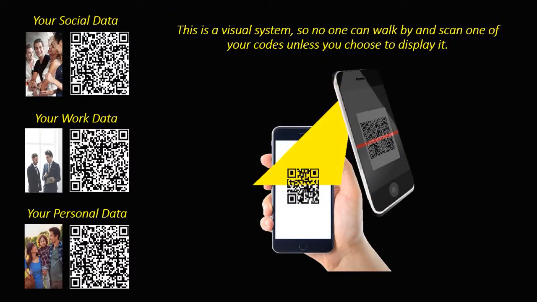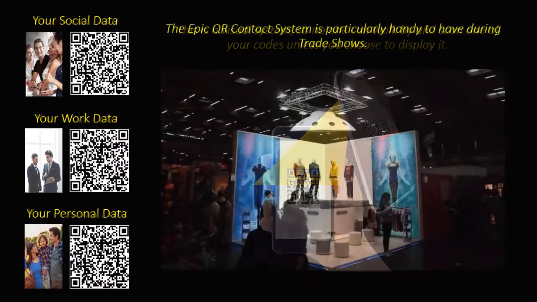Now, this is a visual system, so no one can walk by and scan one of your QR codes unless you choose to display it. So there's no radio antennas, no transferring data through the air, it's just a visual system.